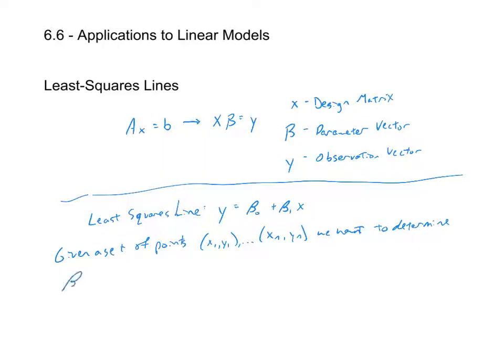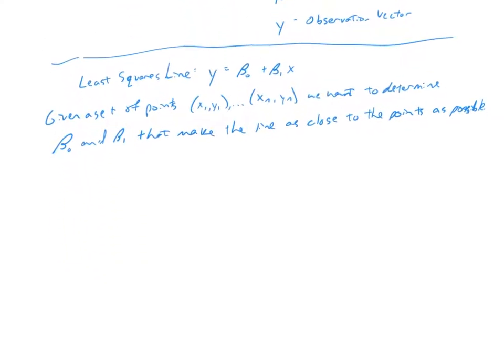we want to determine those two betas, b naught and b1, that make the line as close to the points as possible. That is our goal. Okay, so what do we actually mean by that?